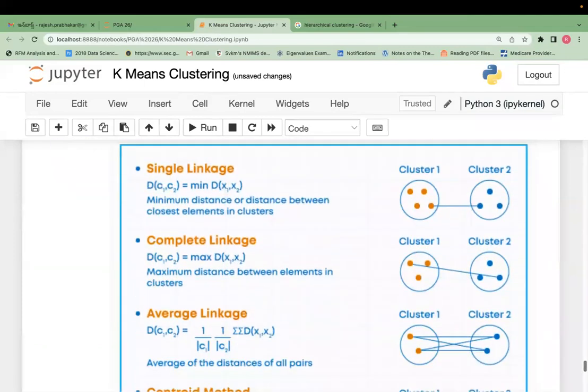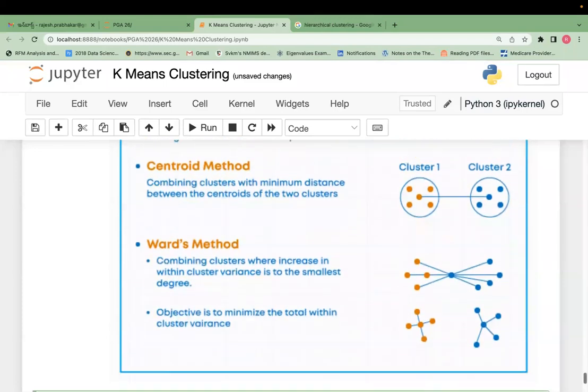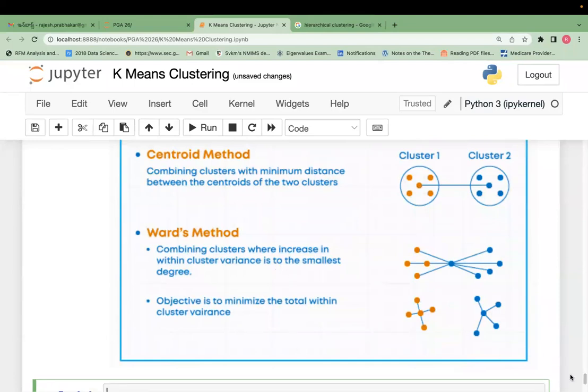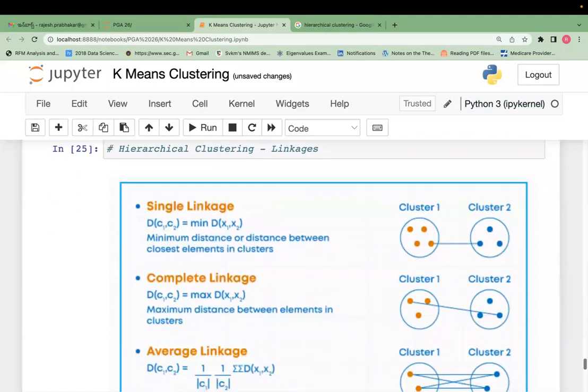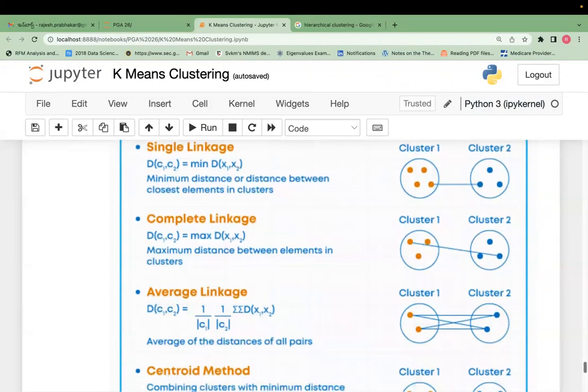The linkages between the clusters. First one is single linkage, which is the minimum distance between the closest points of the clusters. Complete linkage, which is the maximum distance between the observations of the clusters. Average linkage will take the average of all the distances. Then we have the centroid method. Then the Ward's method based on cluster variance. This Ward's method is used in natural language processing and text mining. So linkages are how you calculate the distance between the clusters. In hierarchical clustering, the default is single linkage, wherein we take the minimum of the linkages.